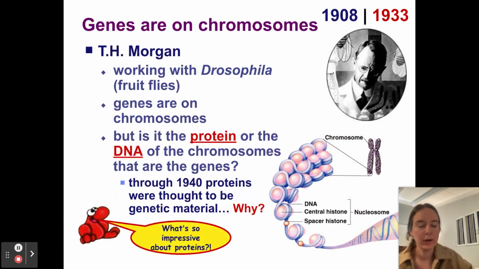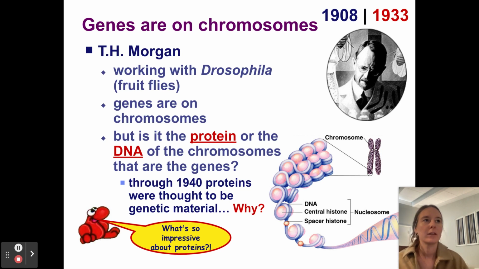So what we're going to be exploring for the next few minutes is, okay, did scientists discover that proteins contain genetic material or DNA? And so we'll think about first, why did scientists think in the 1940s that proteins were the genetic material?